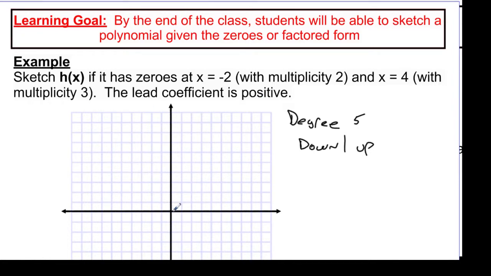So let's put down these points. I have x equals -2 and x equals +4. I know that coming out of -2, it needs to be traveling down. So I'm going to put a little down arrow here, just in this space. So I know that it's going to be heading down when it comes out of that end. And coming out of x equals 4, it needs to be heading up. I know that because a degree 5 has to be down-up when we finish.